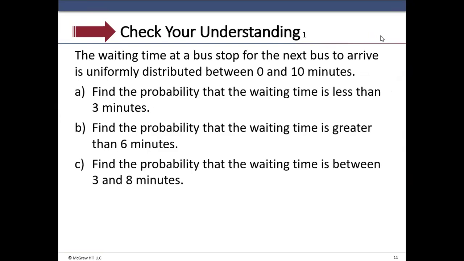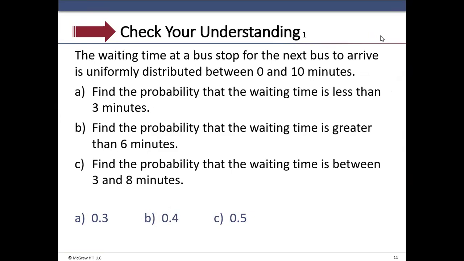So the height has to be 1 over 10 because the width is 10. 10 times 1 over 10 is 1. So part A, the waiting time is less than 3 minutes, the width is 3 and the height is 1/10, so 3 over 10, or 0.3, 30%. Okay. Find the probability that the waiting time is greater than 6 minutes.